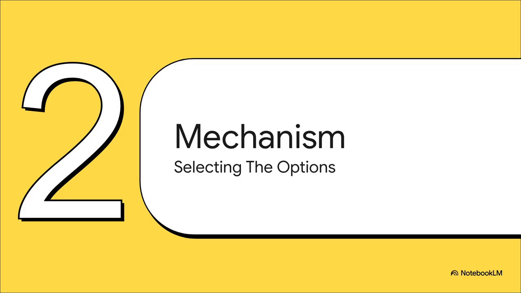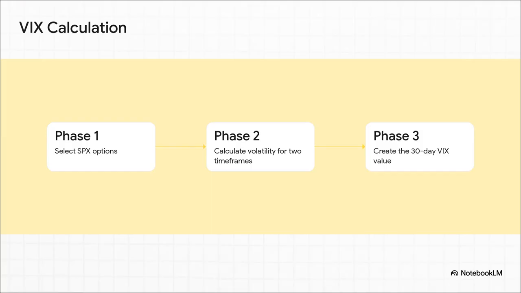Okay, so if the VIX is built out of options, the logical first question is, which ones? Because the selection process is actually incredibly specific. The whole calculation really happens in 3 main phases. See, to get a really precise 30-day forecast, the VIX can't just use one set of options. So first, it selects 2 different sets of options with 2 different expiration dates. Then, it runs the math and calculates a volatility number for each of those sets. And in the final step, it just blends those 2 numbers together to hit that perfect 30-day target.